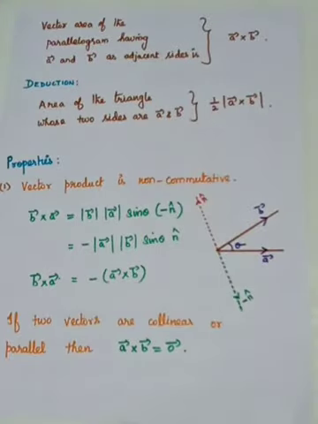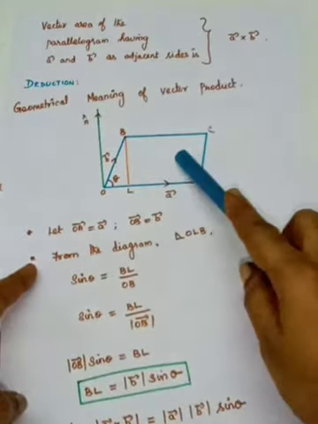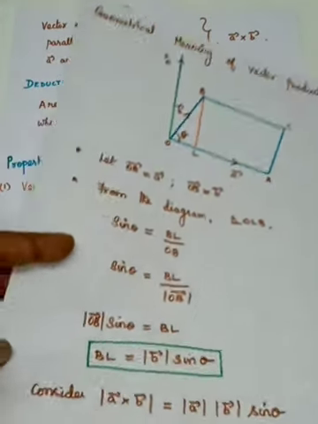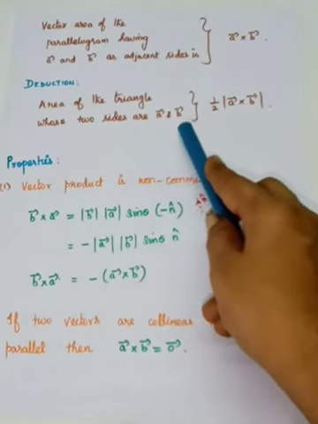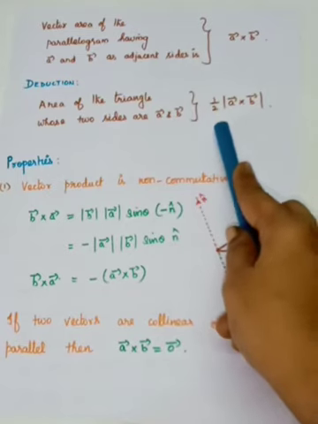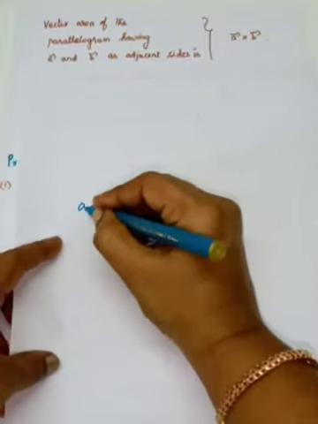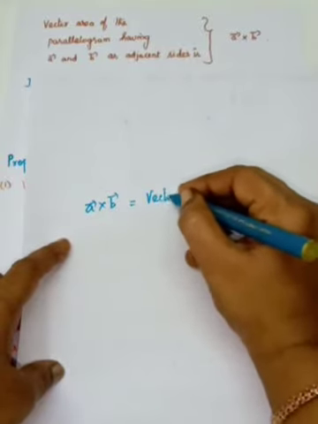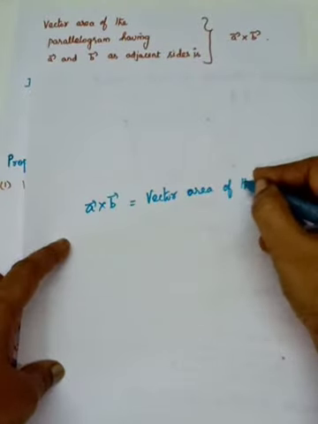So you have to write modulus of A vector cross B vector. From this, the parallelogram can be divided. If you draw the line through OC, it is divided into triangles. So the area of the triangle whose two sides are A vector and B vector is half into modulus of A vector cross B vector. Keep in mind, A vector cross B vector is nothing but the vector area of the parallelogram.